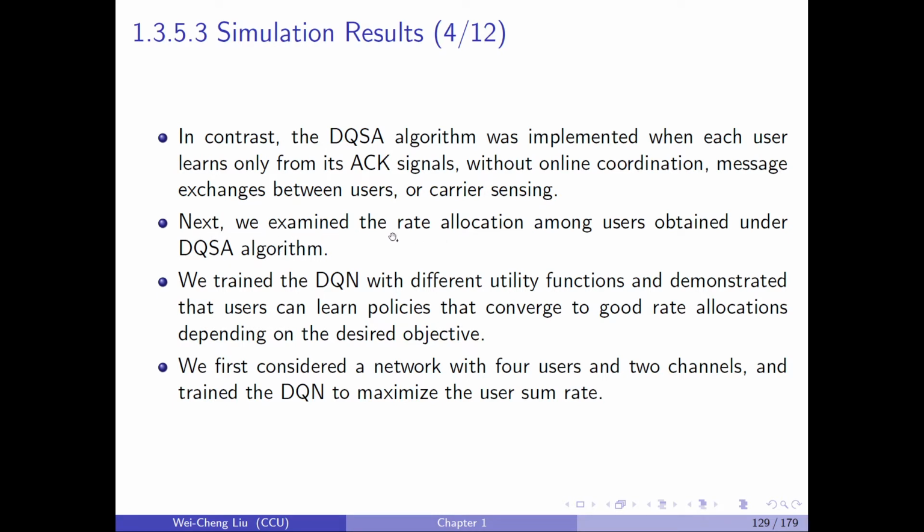Next, we examined the rate allocation among users obtained under the DQSA algorithm. We trained the DQN, Deep Q network, with different utility functions and demonstrated that users can learn policies that converge to good rate allocations depending on the desired objective. We first consider a network with 4 users and 2 channels, and trained the DQN to maximize the user sum rate.